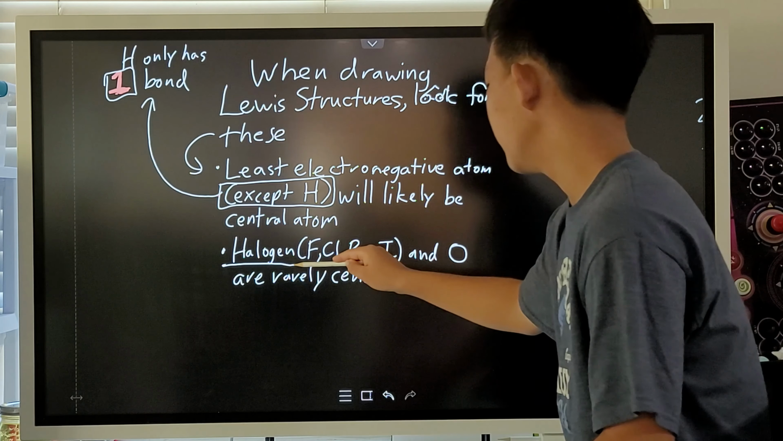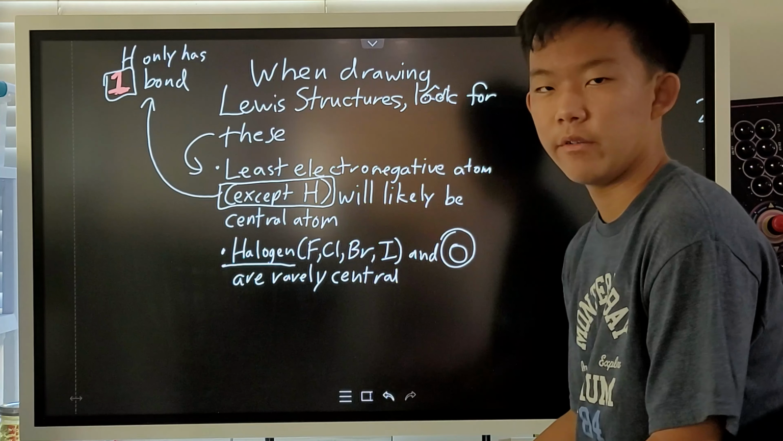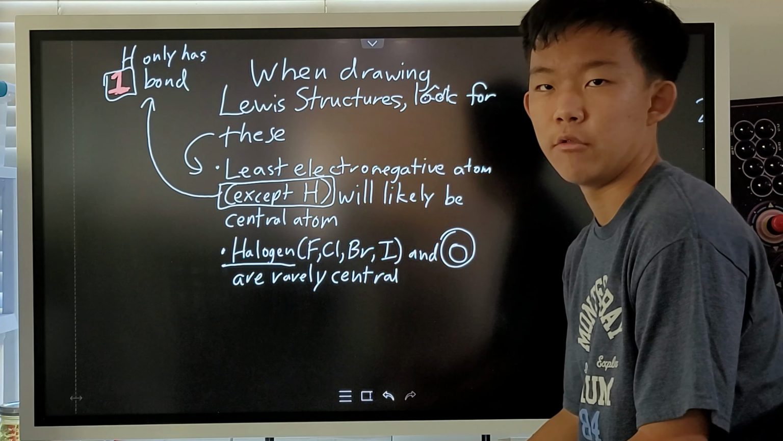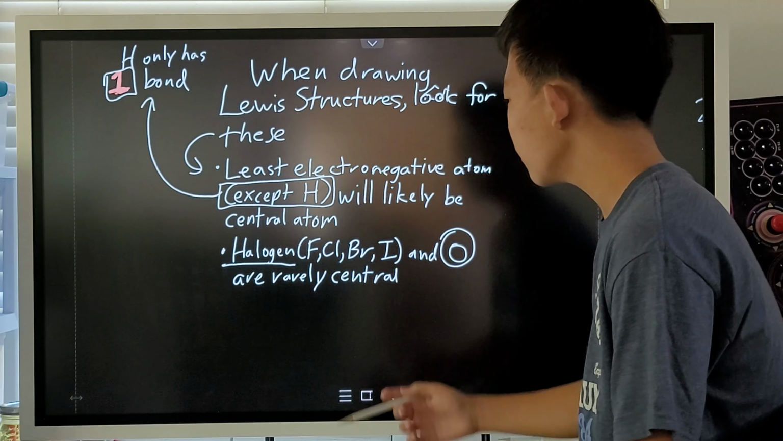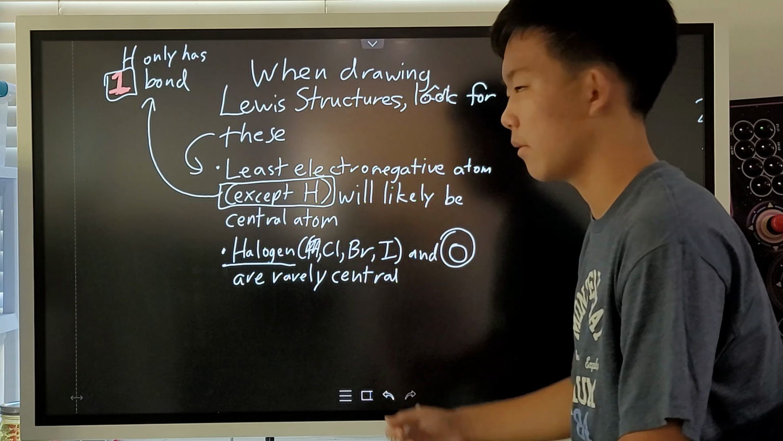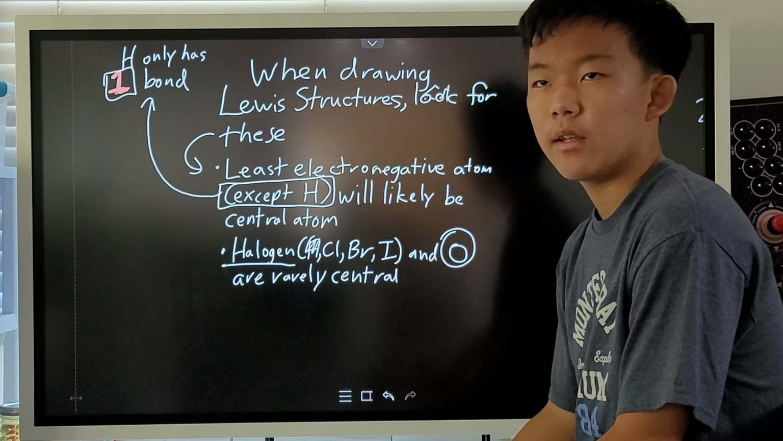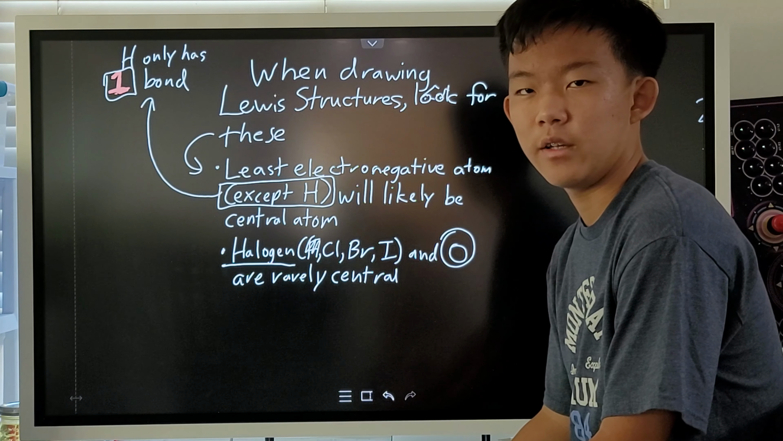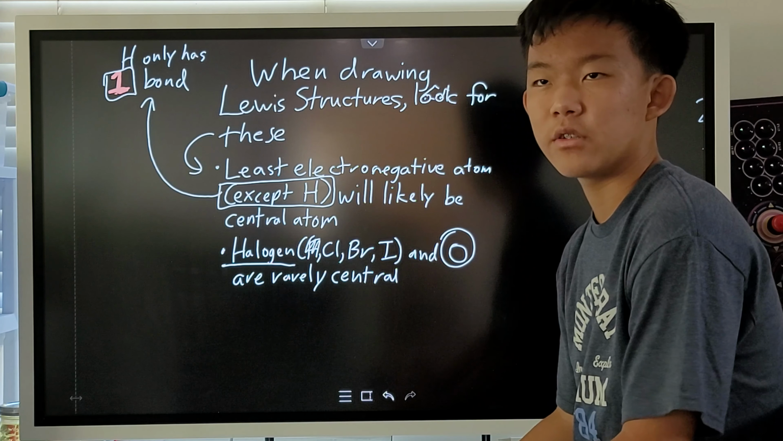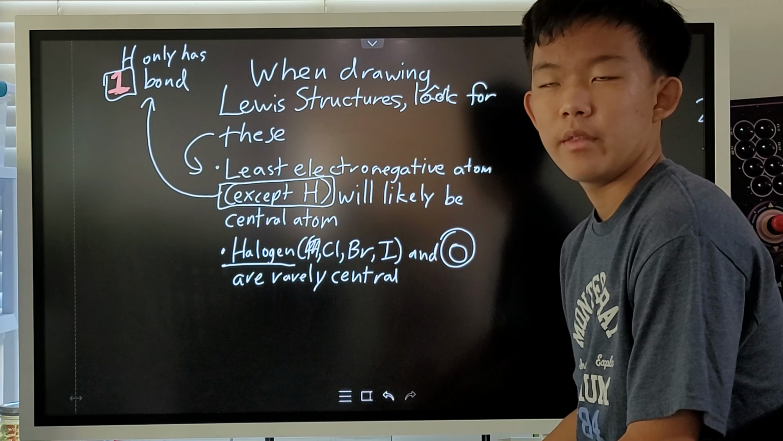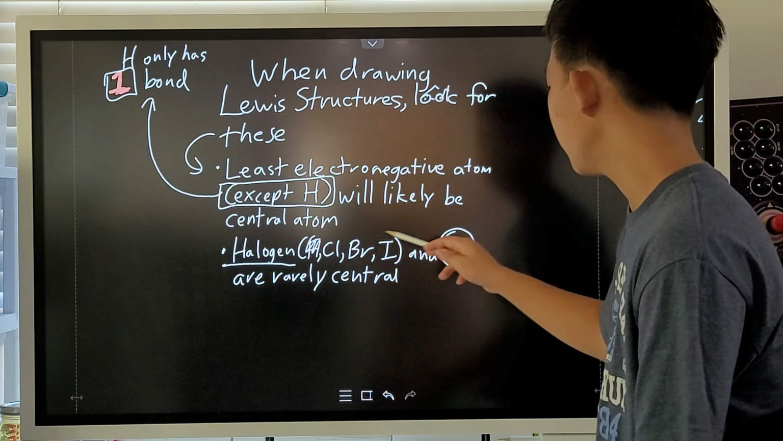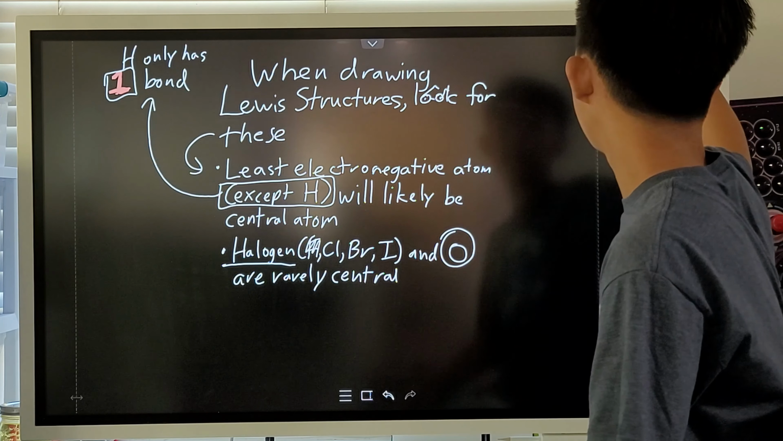The halogen elements and oxygen are very rarely central atoms because they're so electronegative. Actually, fluorine is never the central atom because fluorine is the most electronegative atom. The only exception is hydrogen fluoride, but fluorine in general is almost never a central atom. So chlorine, bromine, iodine, and oxygen are very rarely central.